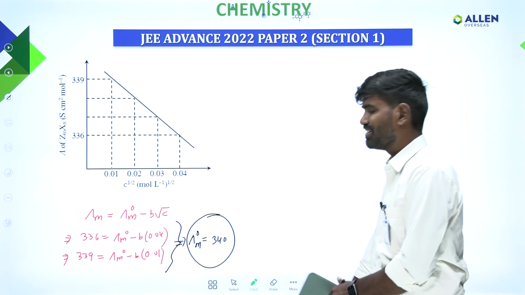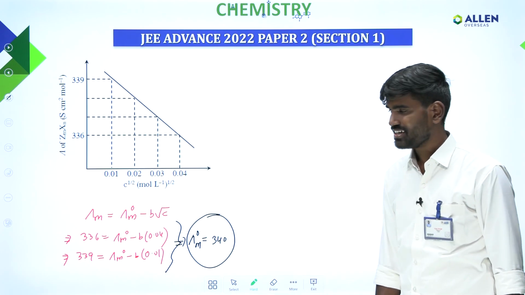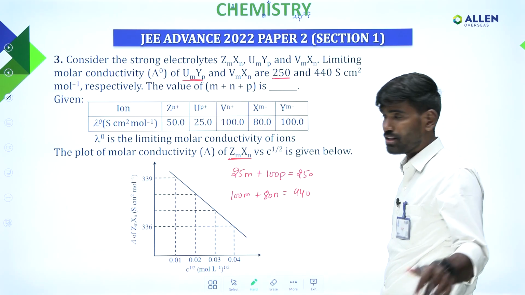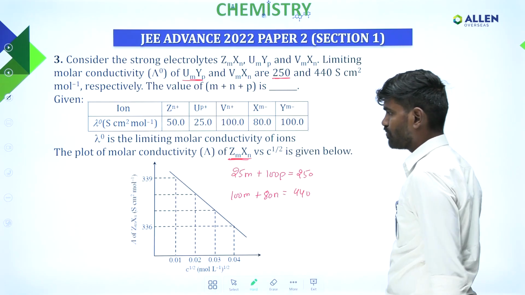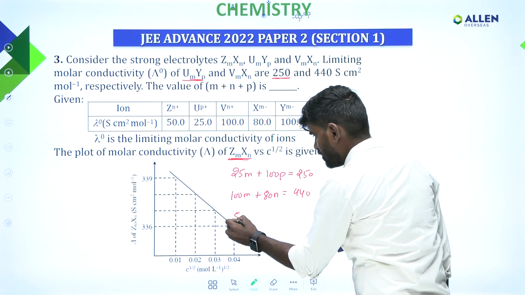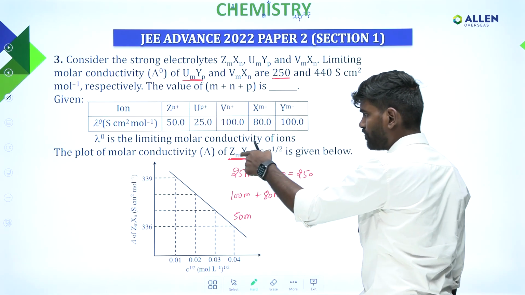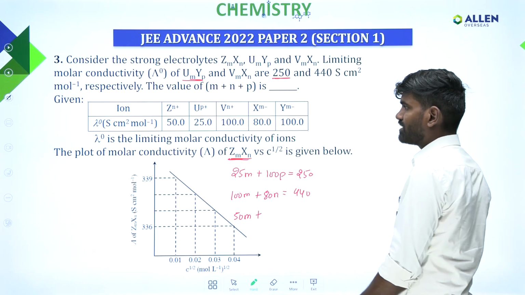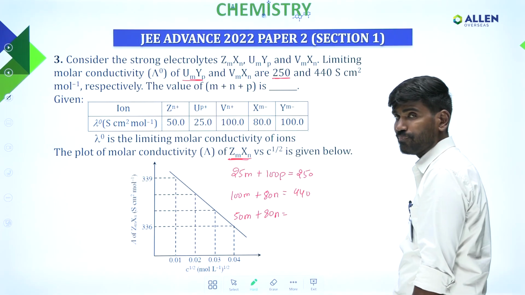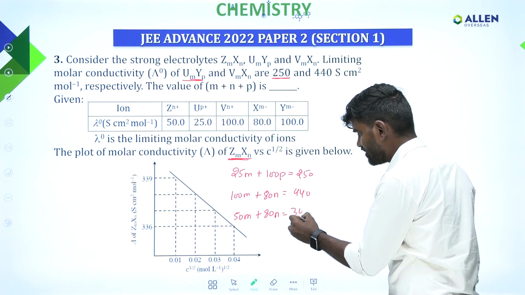Once I am done getting it, what will I do? I will simply use this data, that is 340. Using the given data, I will write: for which salt am I done calculating now? ZmXn. So what will I write? It is 340. For Z, how much is it? 50. Here M will come, 50M. For X, what is it? 80. So it will be 80N should be equal to what now? 340 that we have calculated, right?